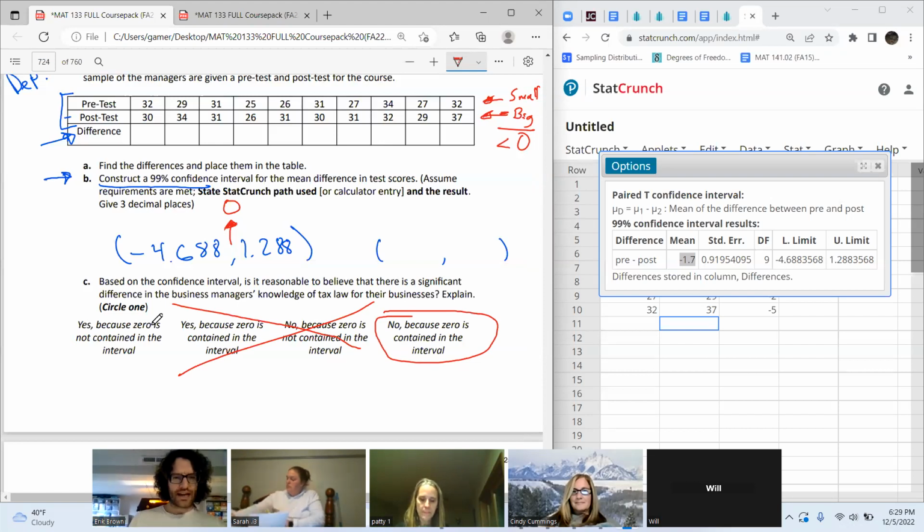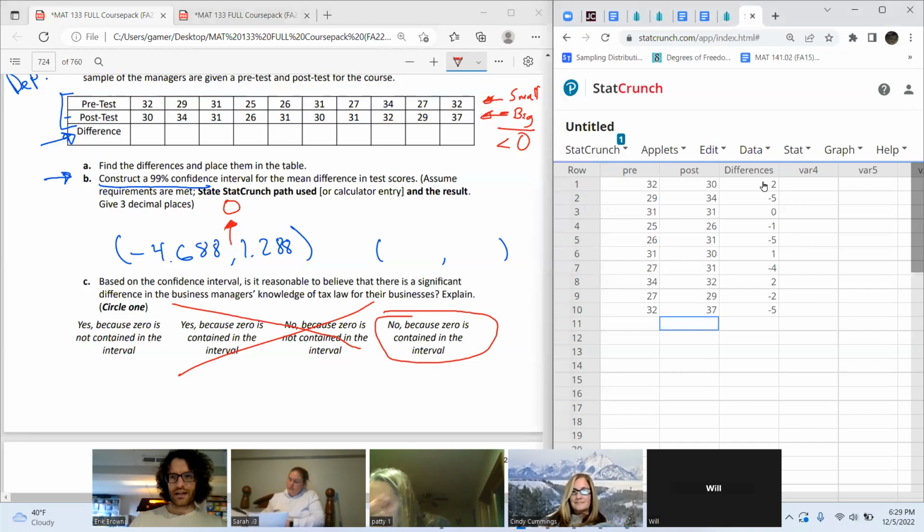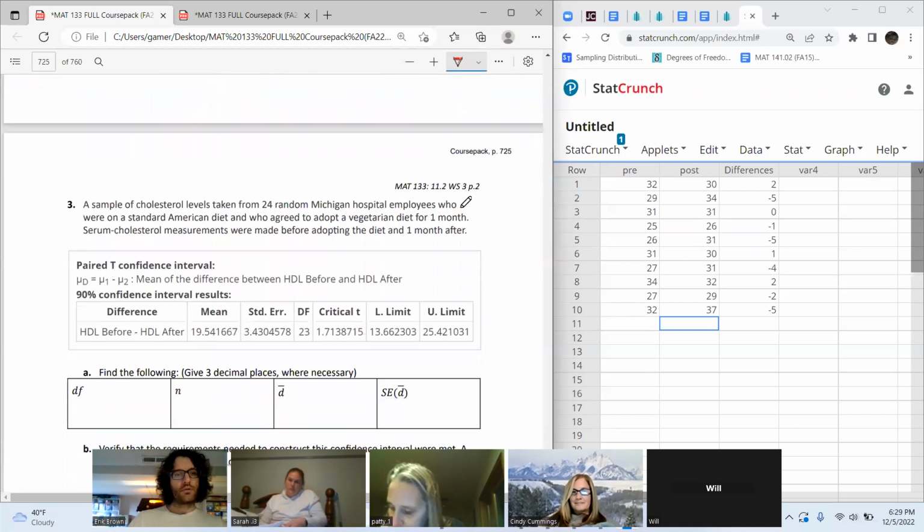What do y'all think? Does that seem okay? Oh, I didn't write these down. You're supposed to write these down as well. The 2 and the -5 and all that stuff, but yeah, whatever. Okay. How about we do the hard one?